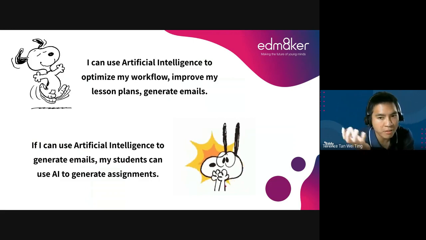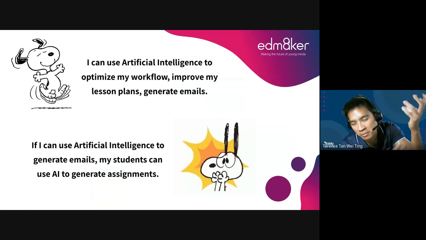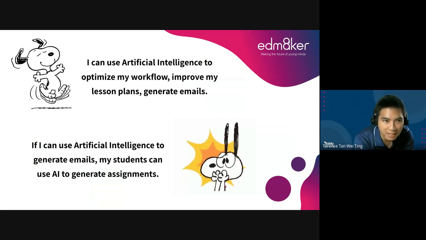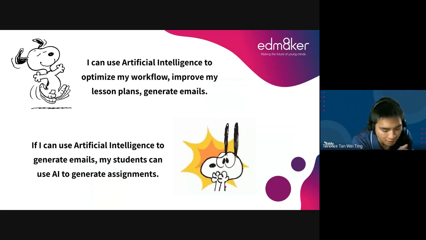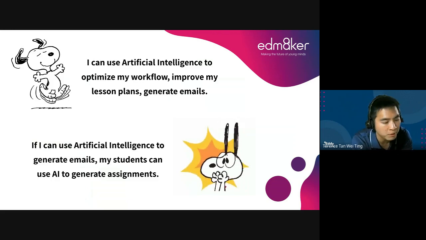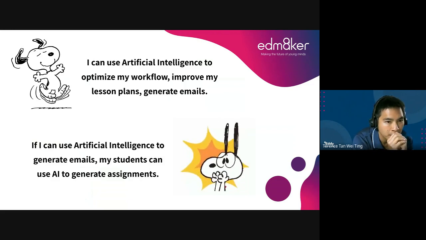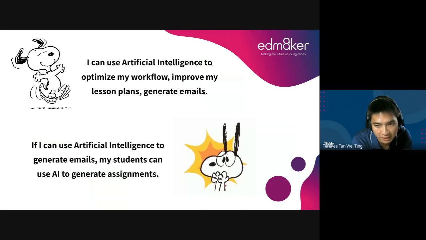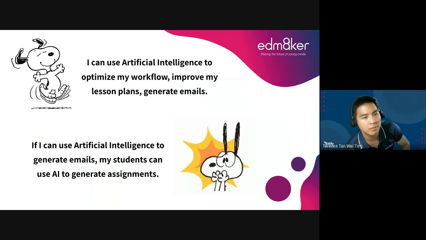But there's also this very valid concern that if you can use AI to generate emails to reply to your principal or your superintendent, your students can also use AI to generate assessments and responses to their assignments. So how do you grapple with this? And how do you set assignments that are AI proof? That's also something that a lot of educators and policymakers are really talking about. All of these are important discussions that have to happen at the classroom, policy, and administrative levels.